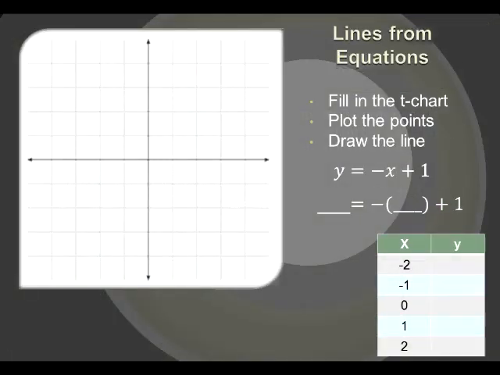So this is where we're at. We want to fill the t-chart in. We want to plot the points and then connect the dots to form a line. So the equation that we're given is y equals negative x plus 1. And we have 5 points.